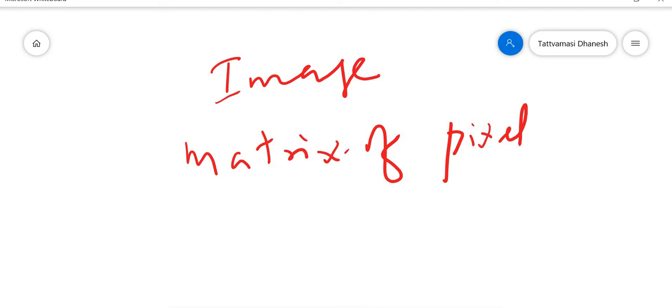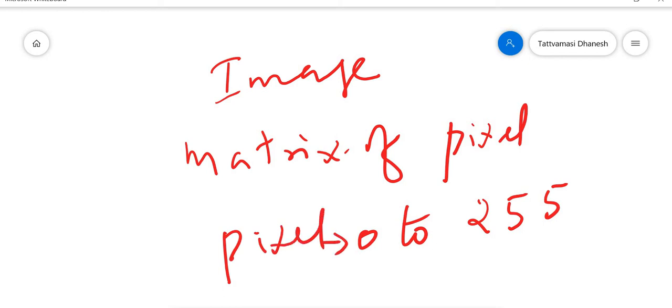Matrix, in mathematics you learn matrix. It contains rows and columns of data. So pixel is the smallest element of an image. If you ask what is a pixel, it is the smallest element of an image. Its value, the pixel value, ranges from 0 to 255. Since CNN is used for image recognition, I am just giving an idea about how our computer interprets an image.